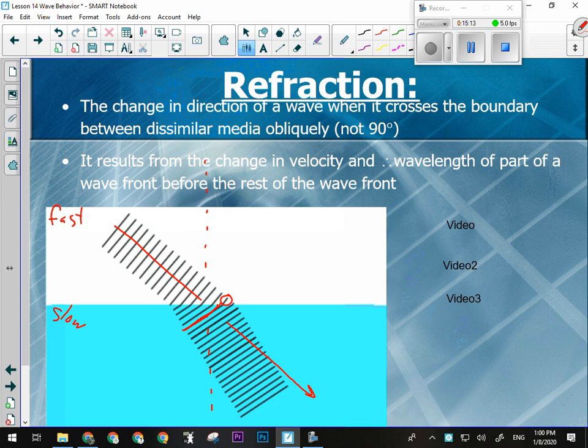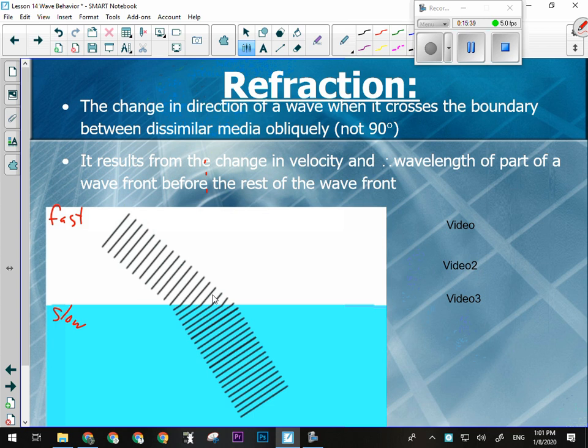So this was the direction of our incident waves, but this is the direction of our refracted waves. So it bends towards the normal. This refracted one is closer to that normal line than the incident one is. The opposite is true if the waves go the other way.